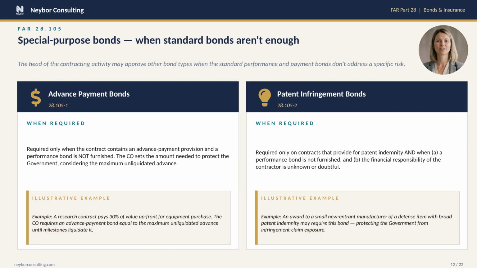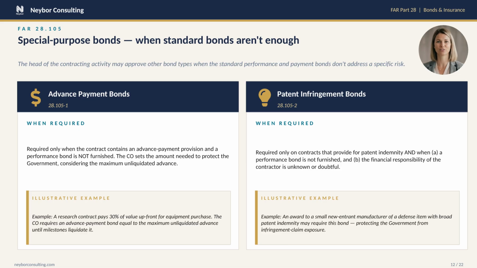Section 28.105 covers 2 special bond types that the contracting activity head can approve when standard bonds don't quite fit the risk. On the left, advance payment bonds. These come up when the government is going to pay you in advance, funding mobilization, equipment purchase, or upfront working capital. The bond is required only if the contract has an advance payment provision and no performance bond is in place. The contracting officer sets the amount based on the maximum unliquidated advance, meaning the largest amount of unrecouped advance money you could be holding at any point.